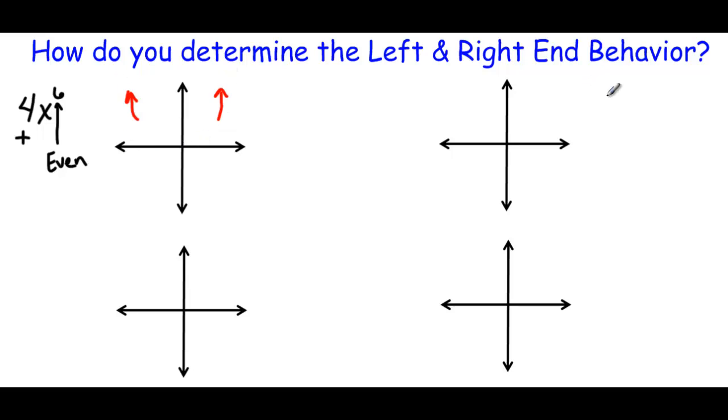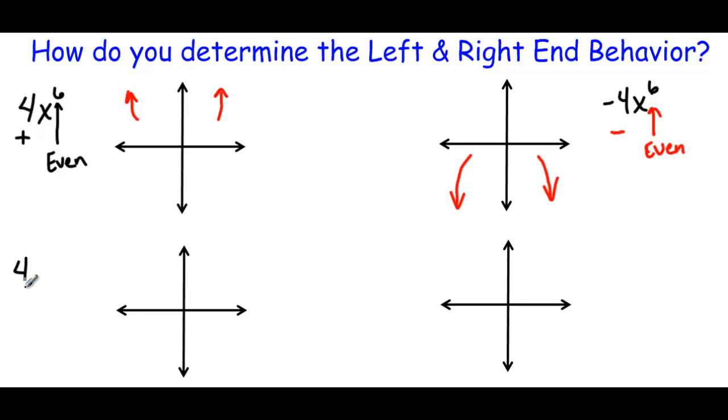Well, what happens if I take that same thing, but I make it negative 4x to the 6th? My lead coefficient now is negative, but I still have an even power. Because it's negative, that tells me that the right side is going to go down. And because it's even, that means the left side is going to do the exact same thing. So our graph is going to do a bunch of wiggles in between, but I know the right-hand side and the left-hand side are going to face down. Okay. Let's give another example.